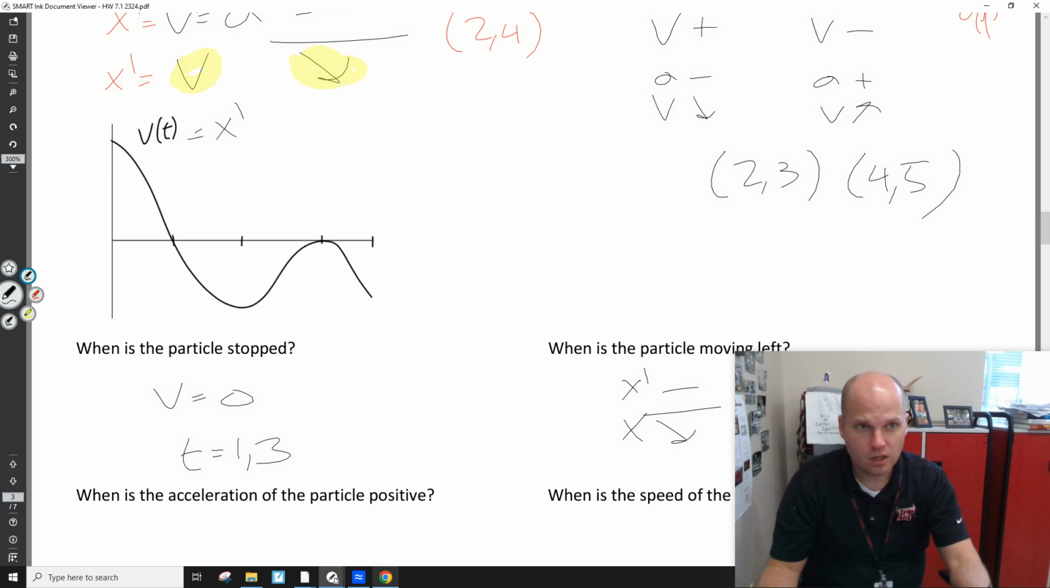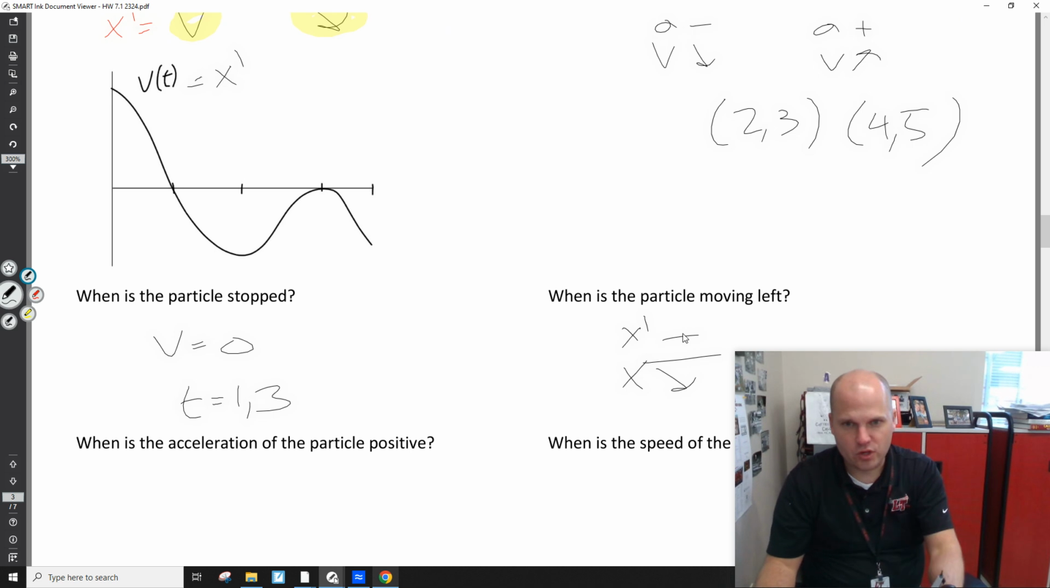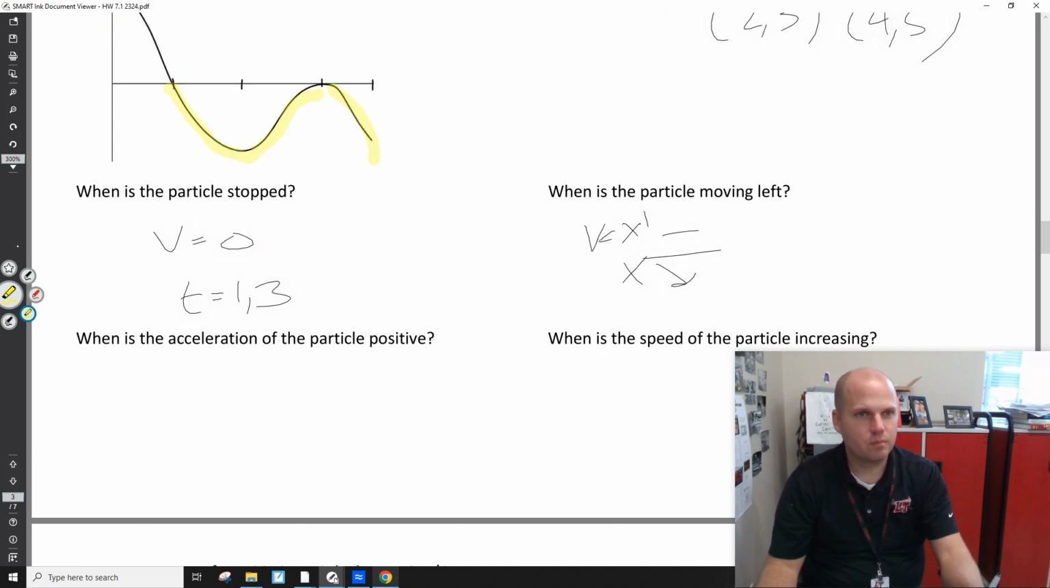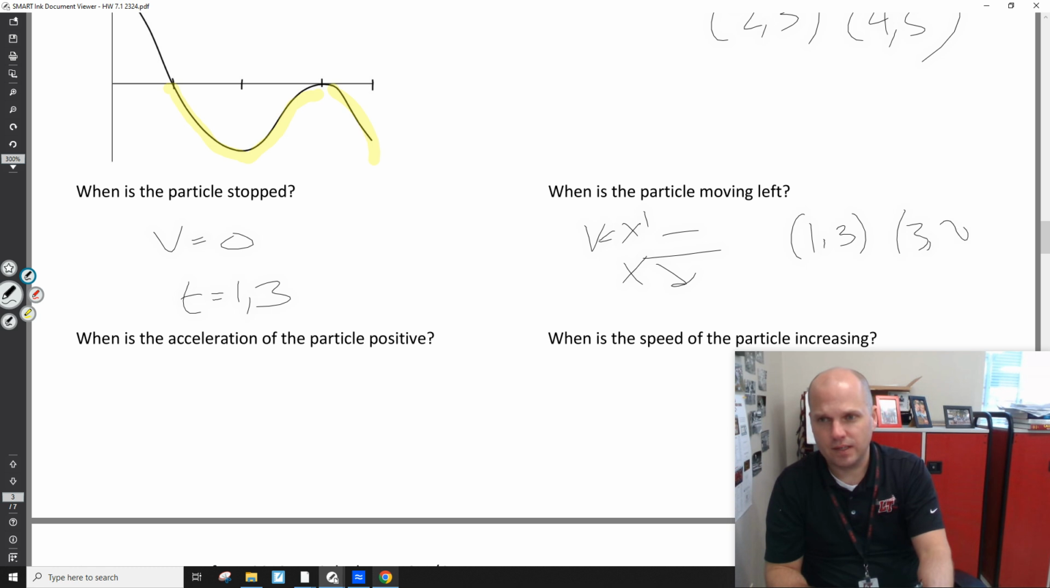This is a derivative. Now, it's not when it's decreasing. It's when your derivative is negative. It's when your velocity is negative. My velocity is negative here and there. I'm not going to include 2 or 3. It's going to be 1 to 3 and then 3 to infinity.